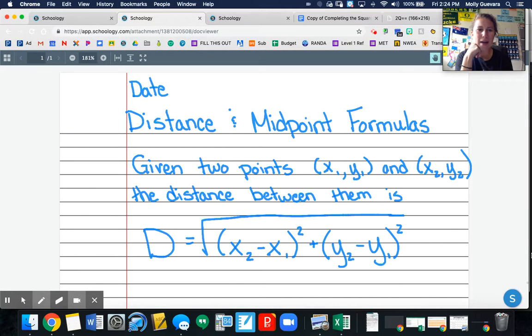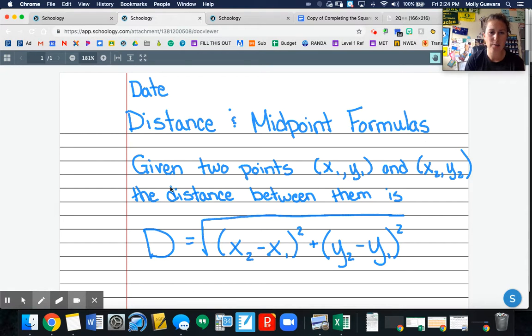Hey guys, welcome back. We are taking notes on the distance and midpoint formulas today. I wanted to save some time and have this written out already. Again, don't forget to put the date in your notes. The title of the notes is Distance and Midpoint Formulas, and we're going to talk about the distance formula first. We're only going to do one example of each because they're pretty straightforward, just plugging in numbers.